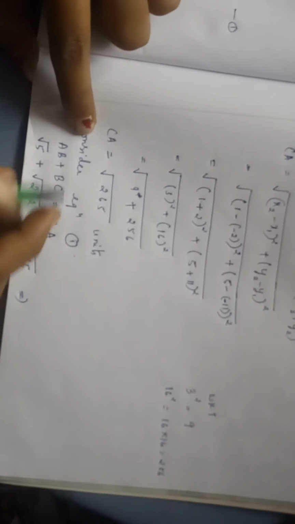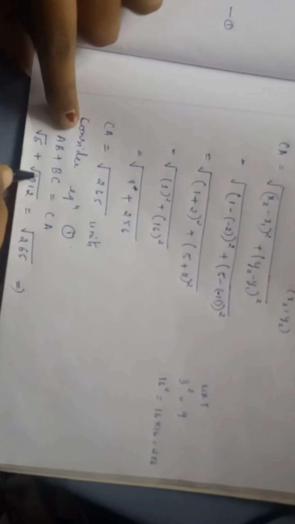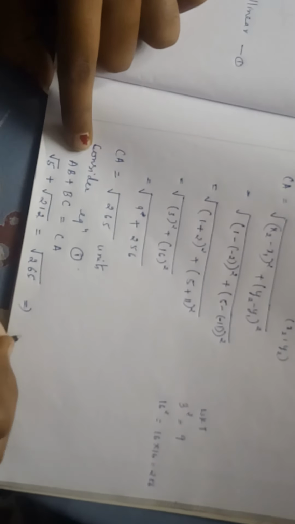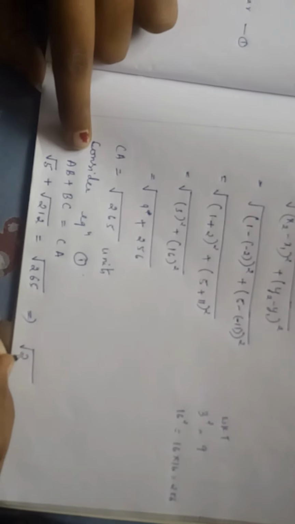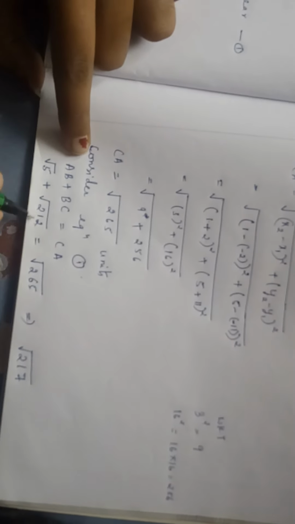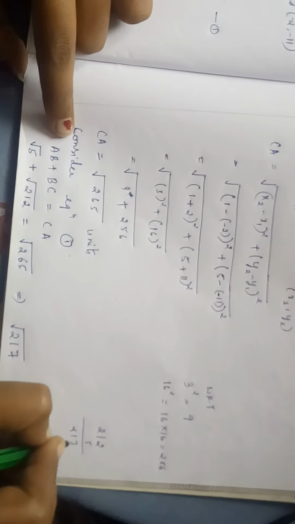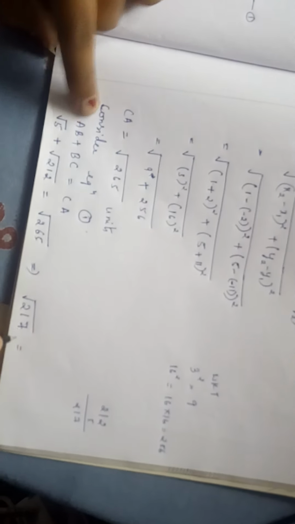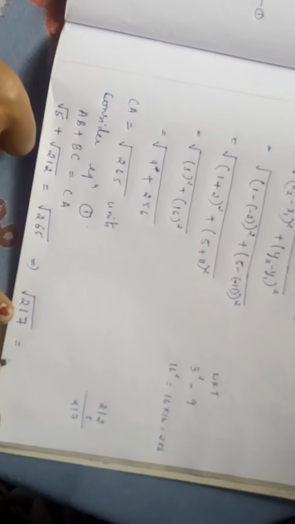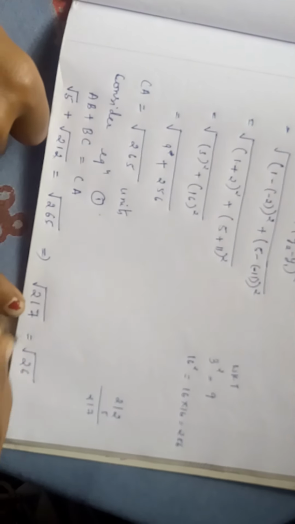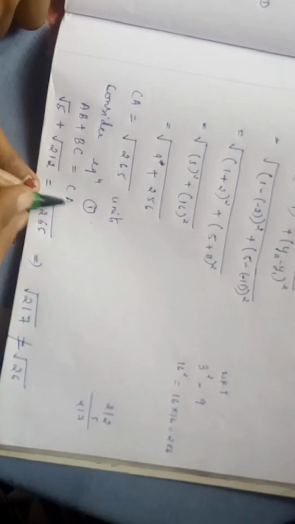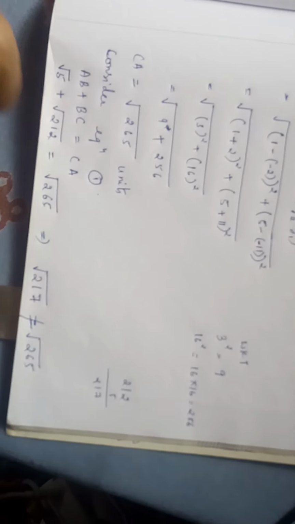That is root 5 plus root 212 is root 217. Add these two. That is 212 plus 5 is 217. That is square root of 217, which is not equal to the CA value, that is square root of 265. Therefore the given points are not collinear.